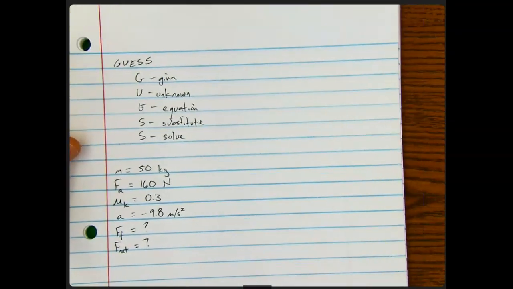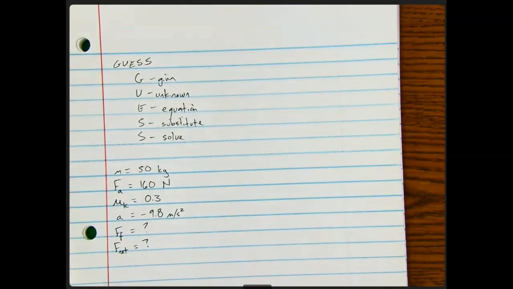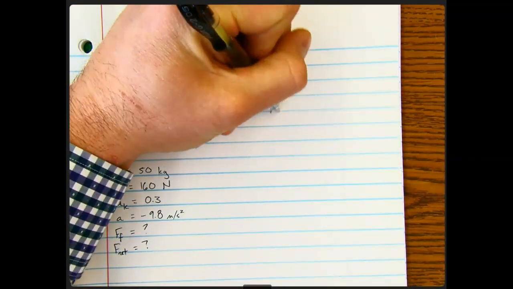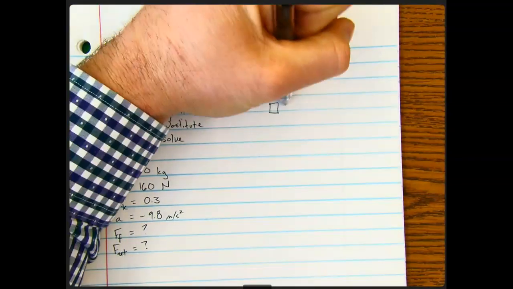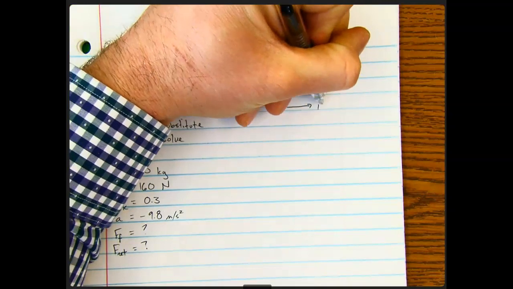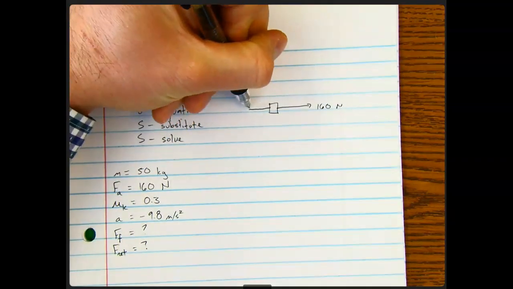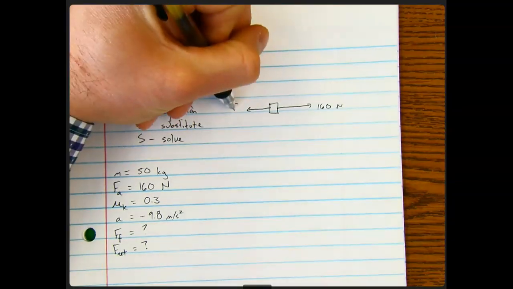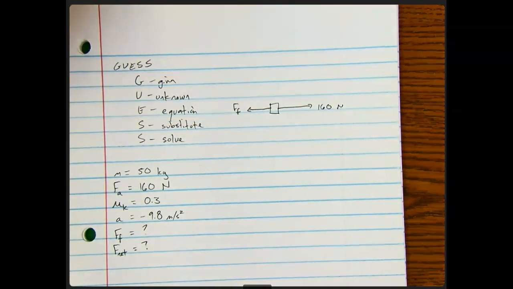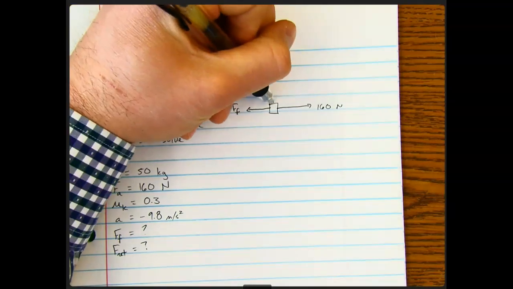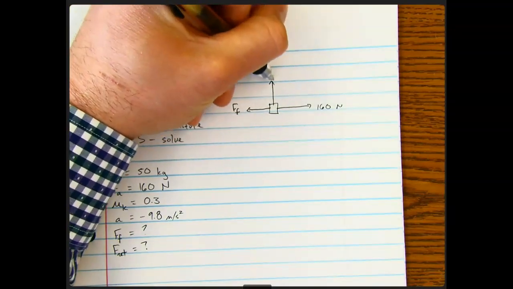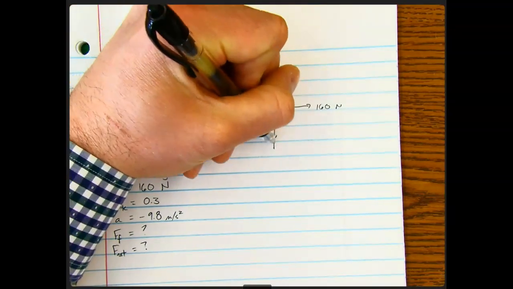All right, I'm also going to draw the free body diagram for this. That might look something like this, where I have a box. I know that I'm applying a force of 160 newtons. I know that there's some force of friction. I really don't know how big that is. That's what I'm trying to find. And I also know that there's going to be a normal force and a force of gravity.